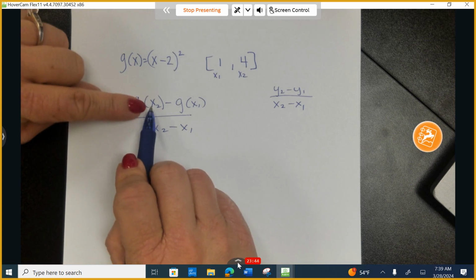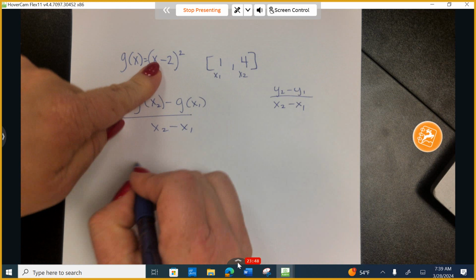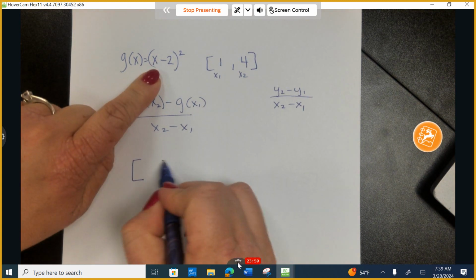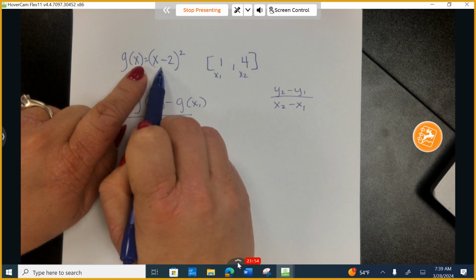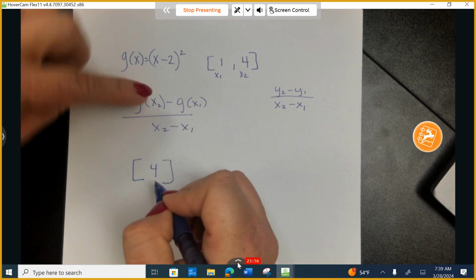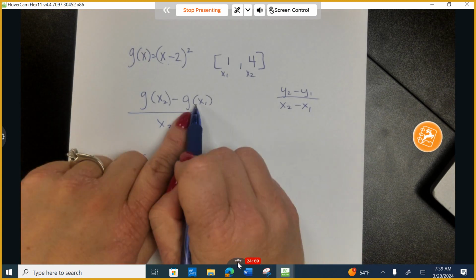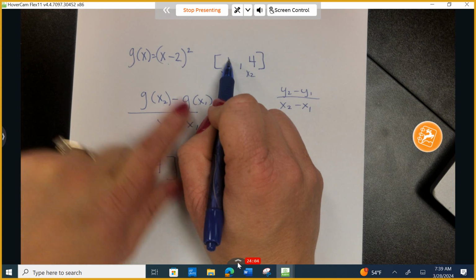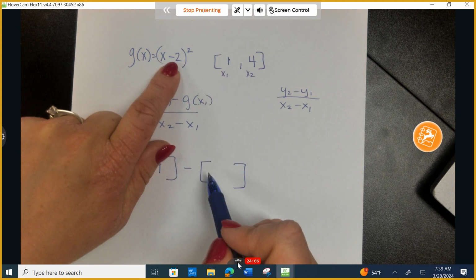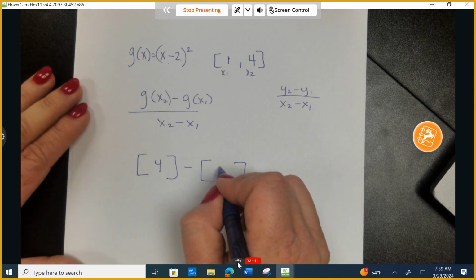So I'm going to identify x sub 2, that's 4, and I'm going to plug 4 in here. Now, I'm going to be lazy right now. You guys are pretty bright. If I plug in 4, 4 minus 2 is 2, and 2 squared is 4. That's this part right here. Now I'm going to subtract, and I'm going to identify x sub 1. That's 1, and I'm going to do the same thing. I'm going to plug it into the function g. 1 minus 2 is negative 1, and negative 1 squared is 1.